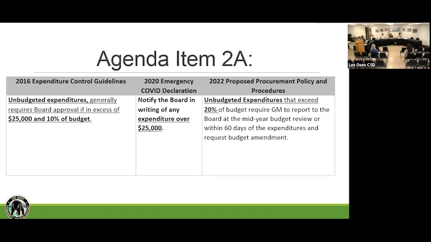So that's kind of where that's at. And as we go now, if they're big dollar enough, I do bring those back to the board and tell you about those. I had a question about that piece. What I didn't understand is, if an unbudgeted expenditure exceeds 20% of a budget, I don't understand where the budget is for an unbudgeted item. That's the part I didn't get.